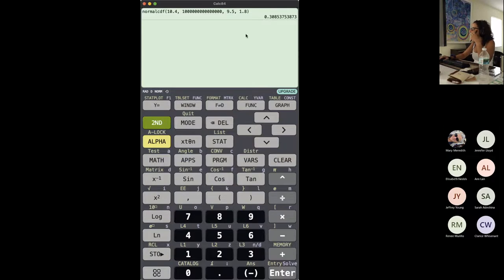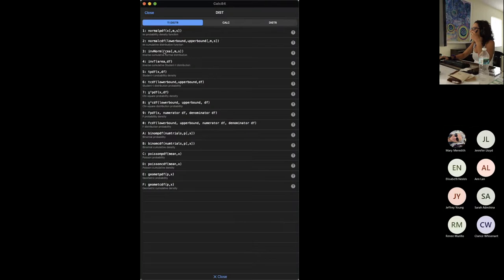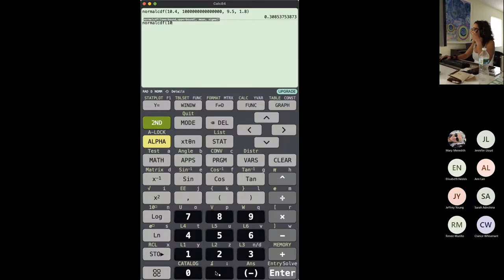0.3085. I'm going to show you that if I don't use a large enough positive number, I may get something different just based on the fact that 10,000 is not enough. 9.5 and then 1.8. If it were a standard normal distribution curve, well, this one actually is very close, but it depends on the mean and the standard deviation of your normally distributed situation. If my mean was 10,000, 10,000 would not be large enough to represent positive infinity. So it all depends. I tried 100,000 and it gave me the same number, which is wrong. I'm not sure why, but.